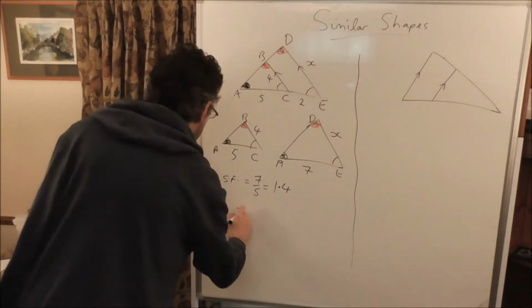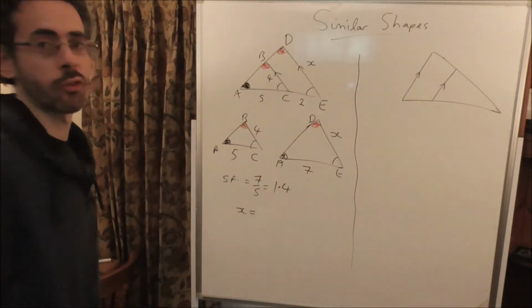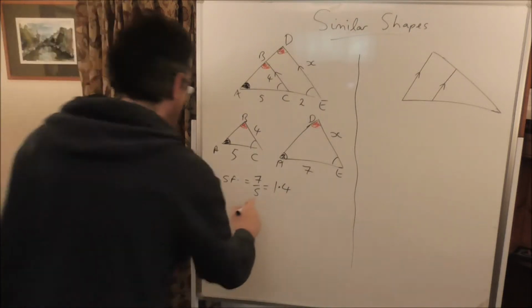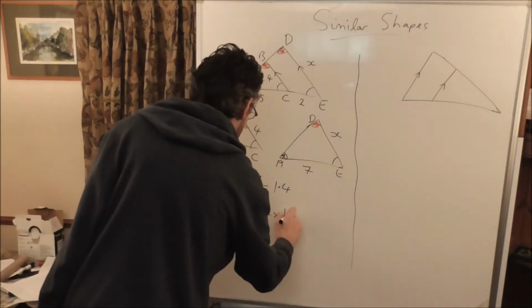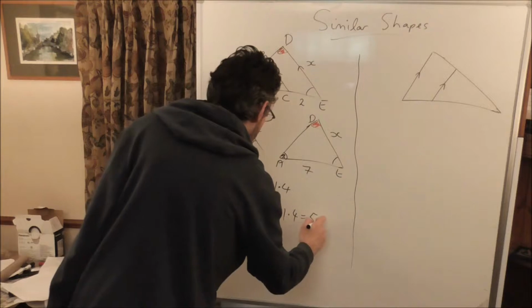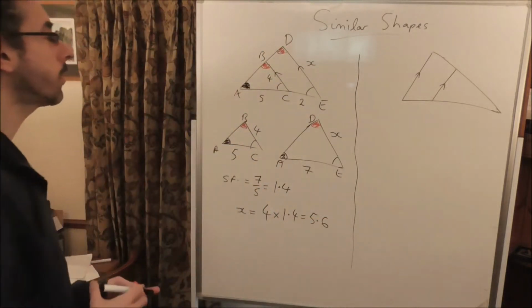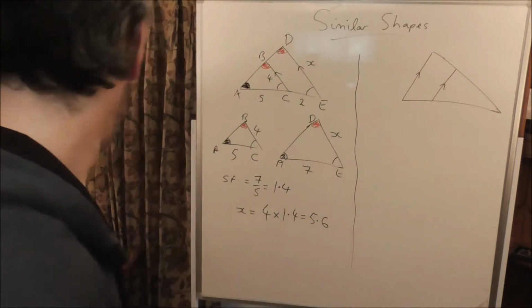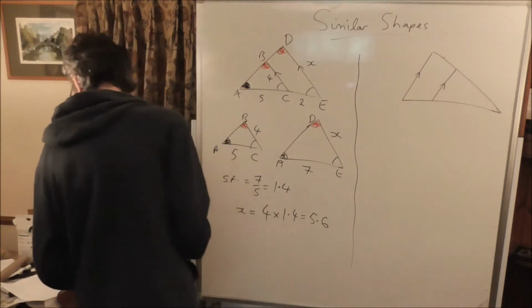So to get x, you do 4 times the scale factor, 4 times 1.4, which is 5.6. So that's how you do it. Let's do another one over here. I'm going to put the unknown in a slightly different position.